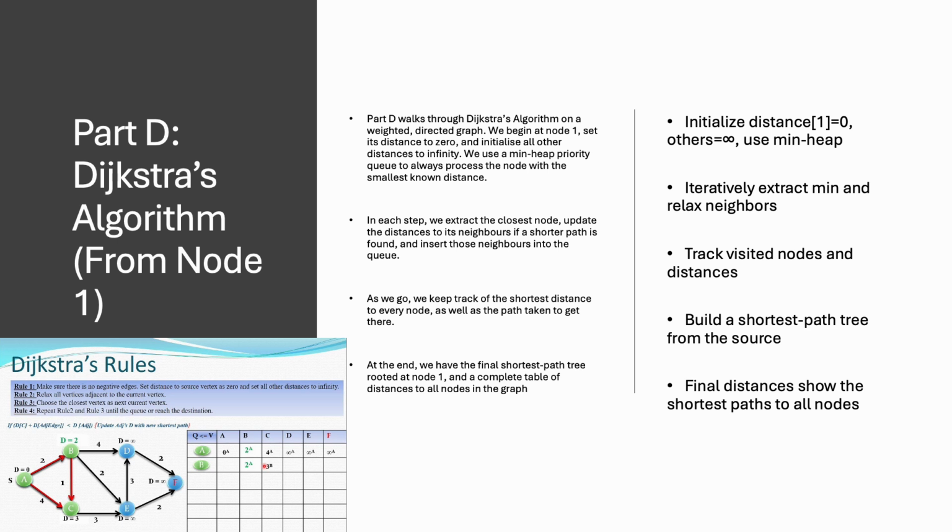So the main idea is that we initialize the distance, so node 1 equals 0 and others equal infinity, and use a min heap. And track visited nodes and distances, build a shortest path tree from the source, and the final distances show the shortest paths to all nodes as well.